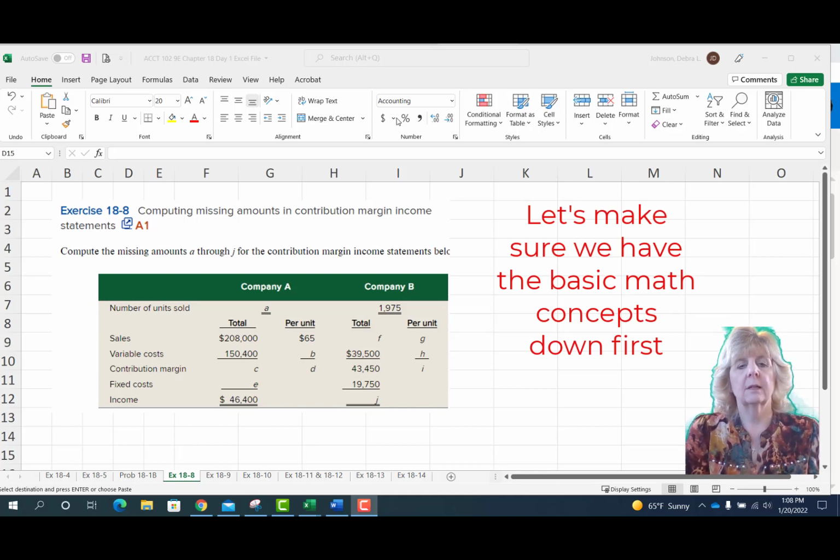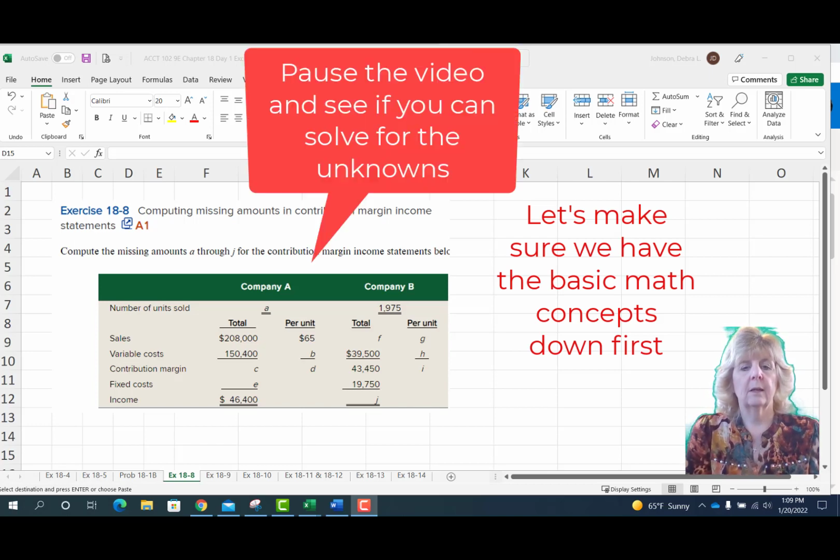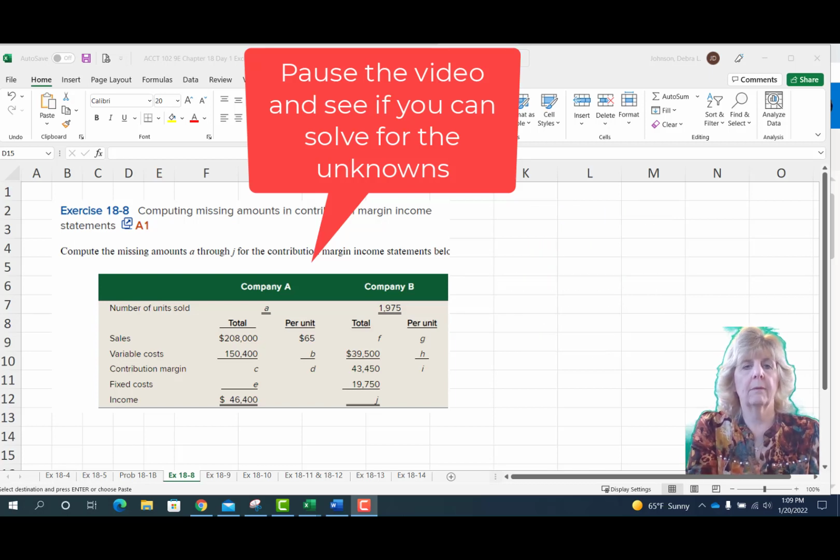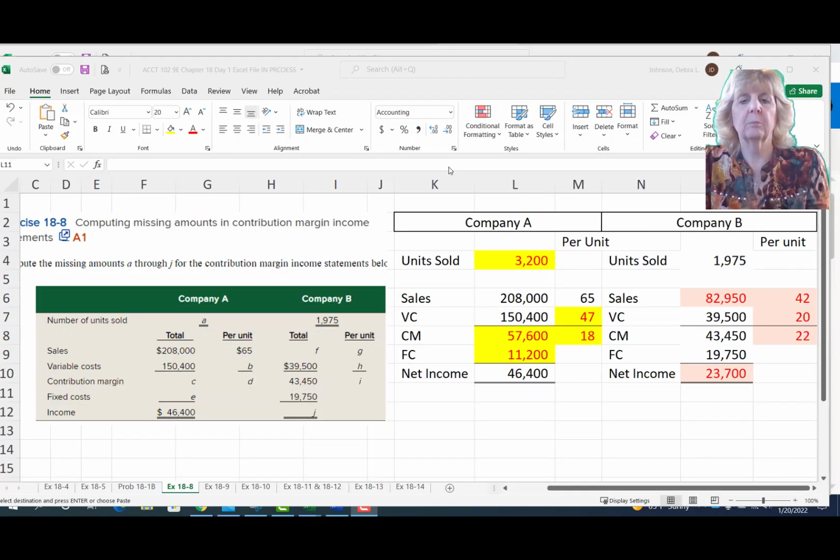In this exercise, they gave us some of the data, but not all of the data. Pause the video and see if you can calculate the unknowns in letters A through F. We'll come back and compare answers. To visually simplify what's going on, you'll notice that I put the unknowns in different colors. I use yellow for company A and peach for company B. Take a moment and see if your answers match up.